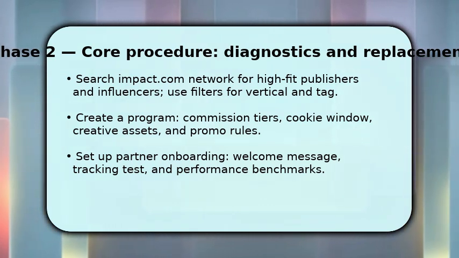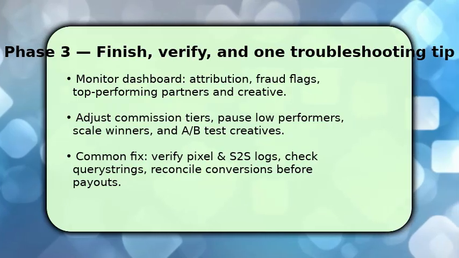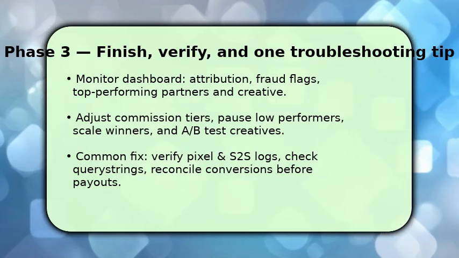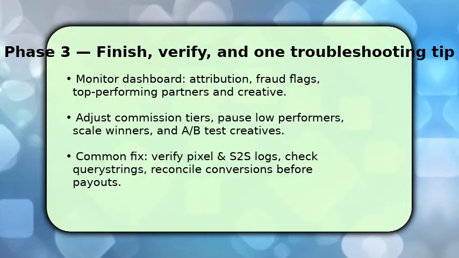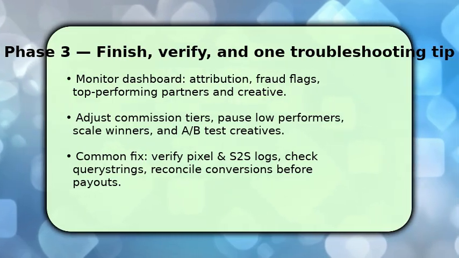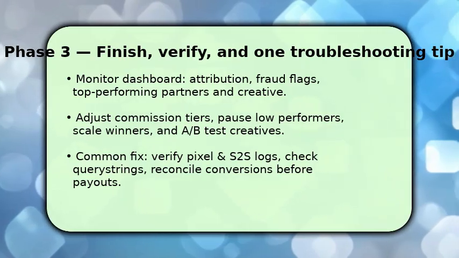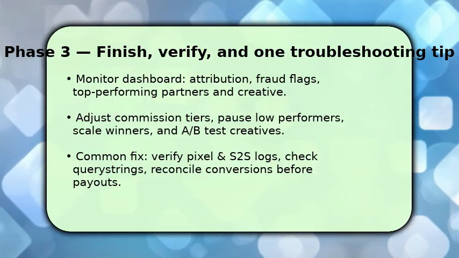Finally, you focus on optimization, payments, and troubleshooting to sustain growth. Regularly review the impact.com dashboard for attribution data, fraud signals, and partner-level ROI. Then adjust commission tiers, pause low performers, and scale top partners. Make small A/B tests on creatives and landing pages to raise conversions, and schedule payouts per your agreed terms.